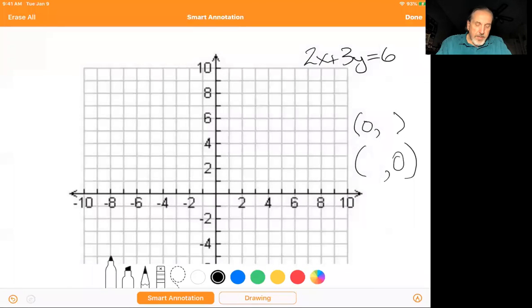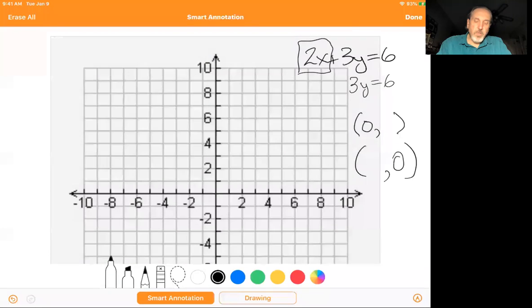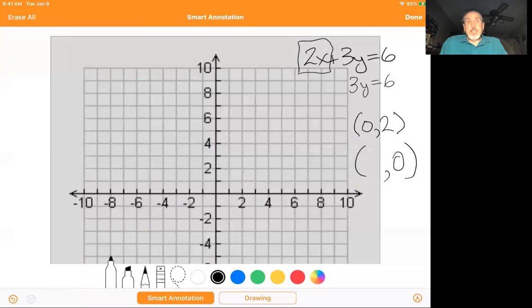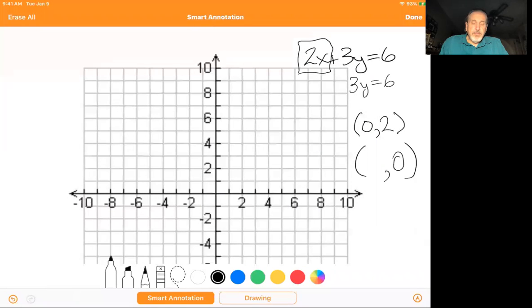So the cool thing is that when x equals 0, it cancels out this term because 2 times 0 is 0. So if it cancels out that term, I would be left with 3y equals 6. And of course, if we divide both sides by 3, then we get y equals 2. It's pretty simple to do. We can even do it in our heads.